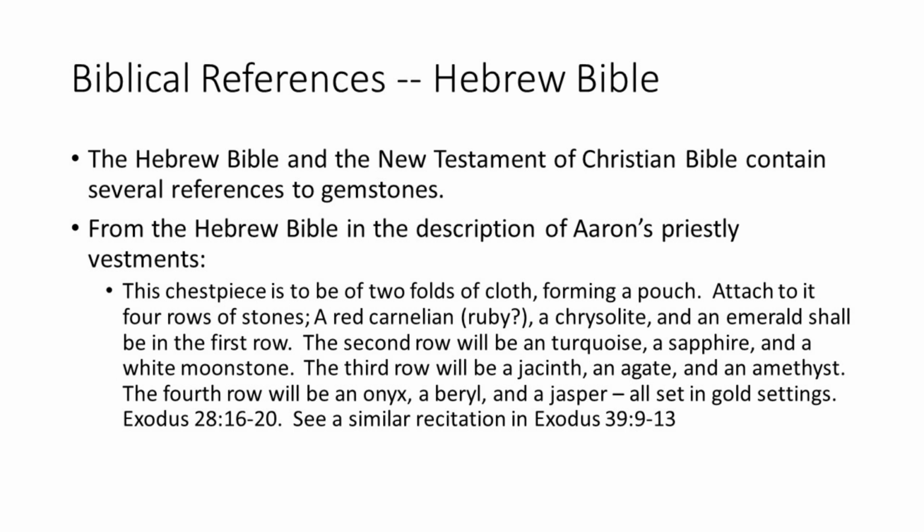The third row shall be a jacinth, an agate, and an amethyst. The fourth row will be an onyx, a beryl, and a jasper, all in gold settings. And the reference here is in Exodus chapter 28, verses 16 through 20. And then there's a similar recitation in Exodus 39.